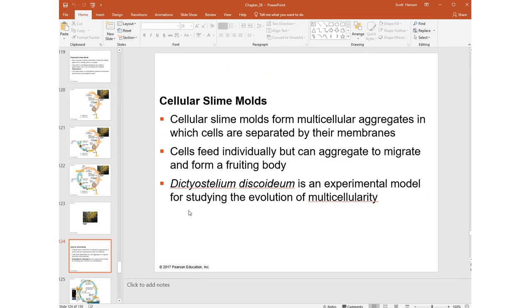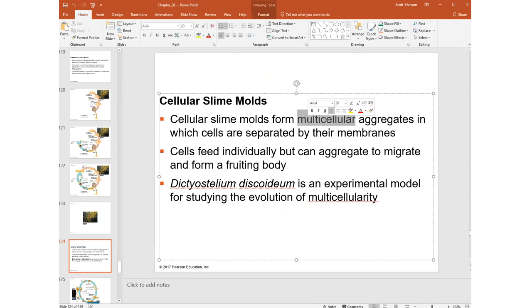Then there's the cellular slime molds, and they form multicellular aggregates, groups of them, in which the cells are separated by cell membranes, unlike the plasmodial slime molds. And the cells will feed individually, but they can aggregate, group together to migrate, and also aggregate together to form a fruiting body, produce spores.